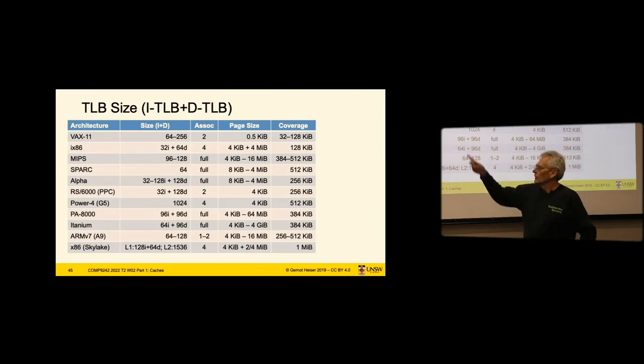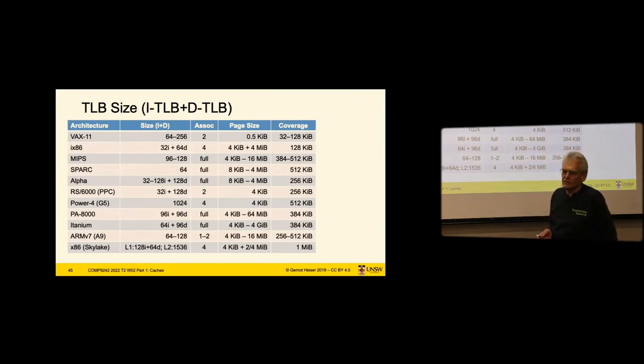And this is an interesting table of TLB sizes over the past 30-odd years. The VAX11 was, I believe, the first processor with a TLB. So this is vintage around 40 years ago, around 81. And it had a small page size, 0.5 kilobyte. It seems that's the only less-than-a-kilobyte page size in the whole table. Very low associativity of 2, and size that varied from 64 to 256. These days, of course, a base page size of 4 kilobytes is pretty standard. And the number of TLB entries is of the order of 100, typically.